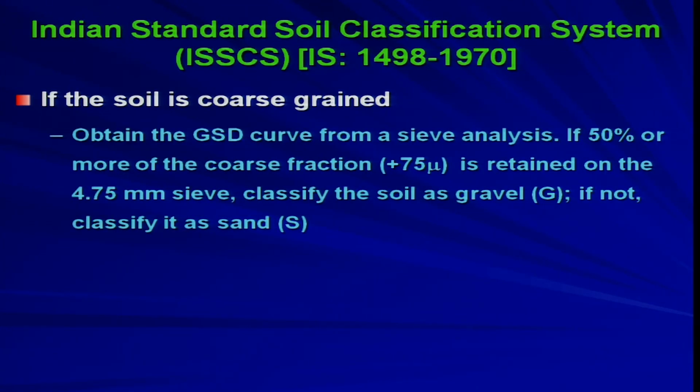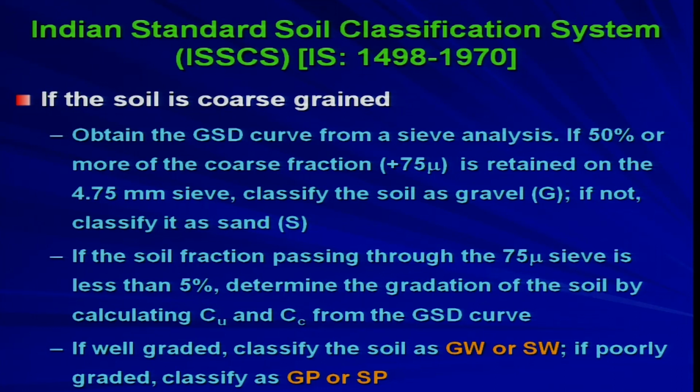As we have seen in the last lecture, if the fine content is less than 5%, that means if you have a soil sample and whatever is passing through the 75 micron sieve is less than 5%, then you need to concentrate more on the gradation characteristics of the coarse grain soil, and based on that you get GW or SW, similarly GP or SP. Now, if the soil is coarse grained, obtain the GSD curve from a sieve analysis.